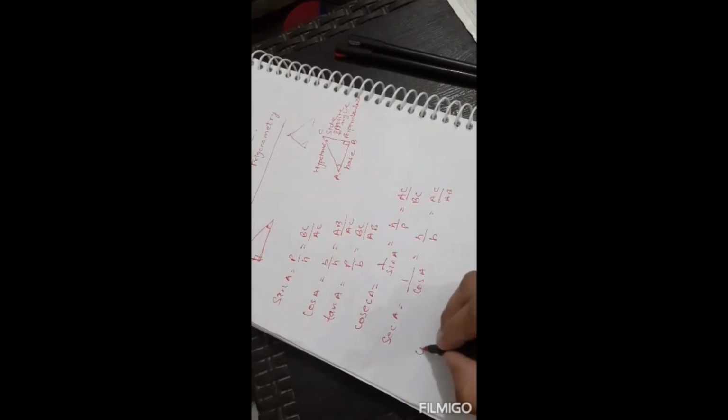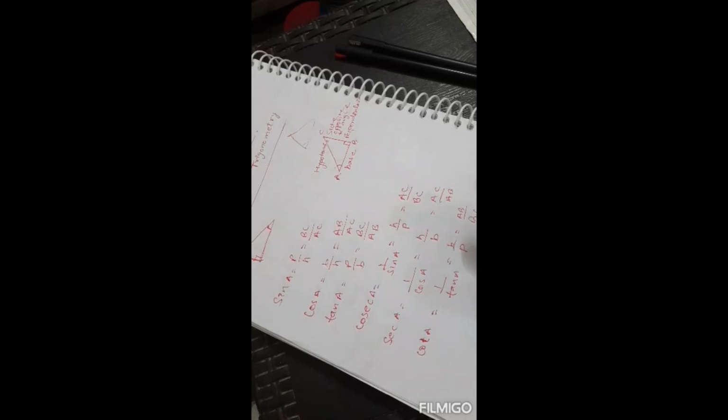And next one is cot. Cot is the reciprocal of tan. It will equal base by perpendicular. Base is AB and perpendicular is BC. Okay, so these are the different trigonometric identities. Okay, or you can say trigonometric ratio.